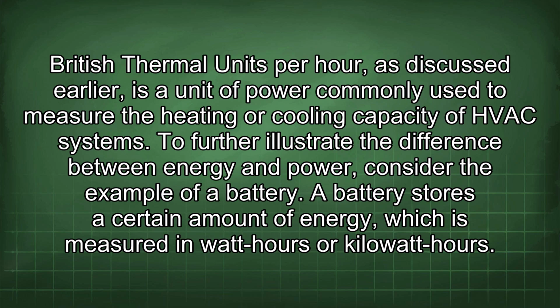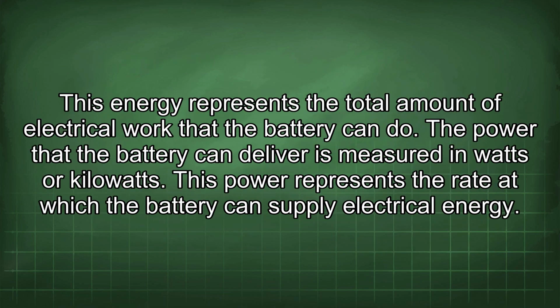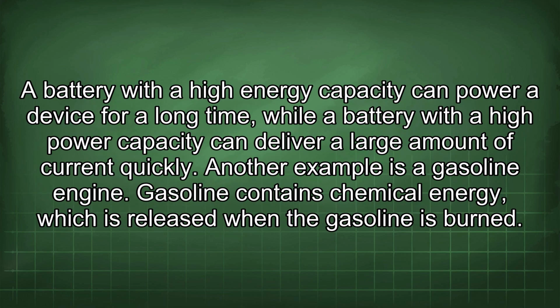To further illustrate the difference between energy and power, consider the example of a battery. A battery stores a certain amount of energy, which is measured in watt-hours or kilowatt-hours. This energy represents the total amount of electrical work that the battery can do. The power that the battery can deliver is measured in watts or kilowatts. This power represents the rate at which the battery can supply electrical energy. A battery with a high energy capacity can power a device for a long time, while a battery with a high power capacity can deliver a large amount of current quickly.